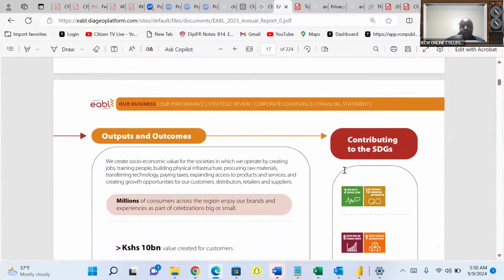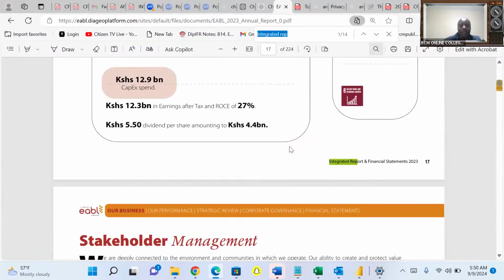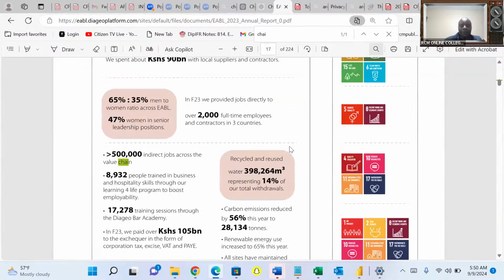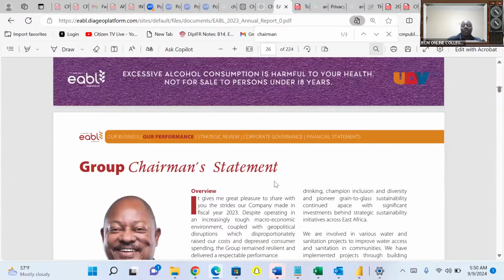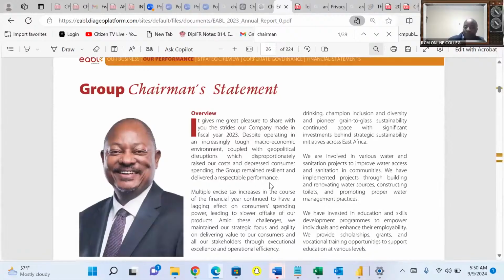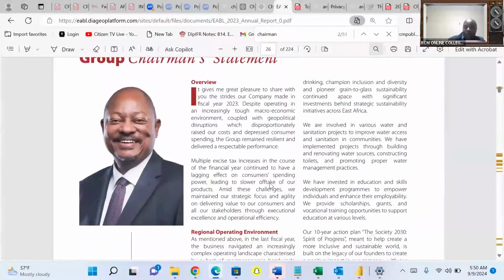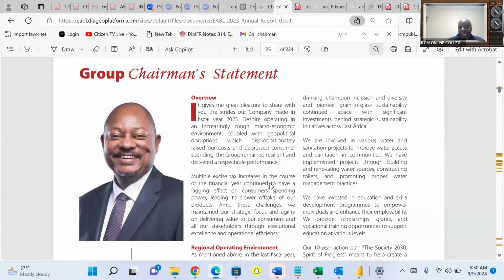So the last area that I would want to read for you guys before I jump onto something different is the chairman's management discussions and analysis, because managers must always discuss the performance. So like now we have here Martin Oduor, he is the group chairman. What does he have to tell us about EABL in 2023?